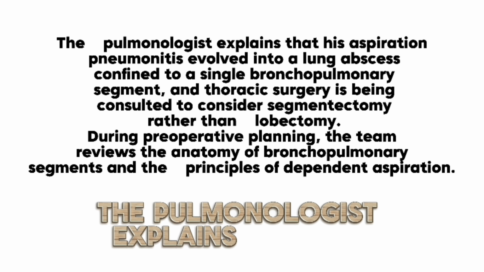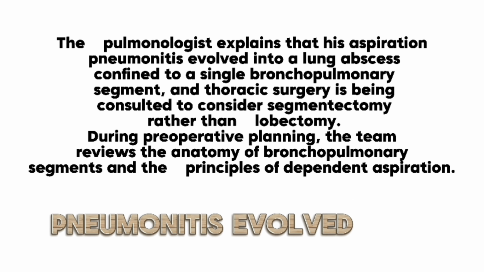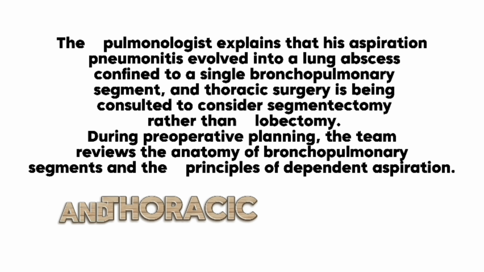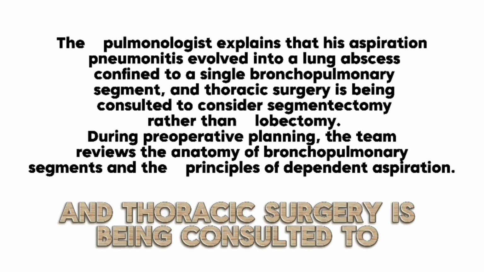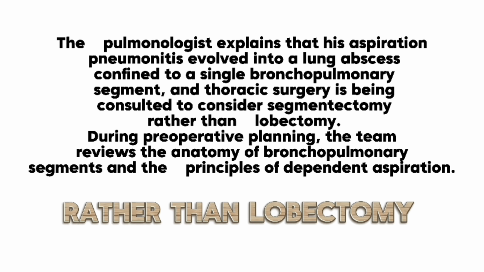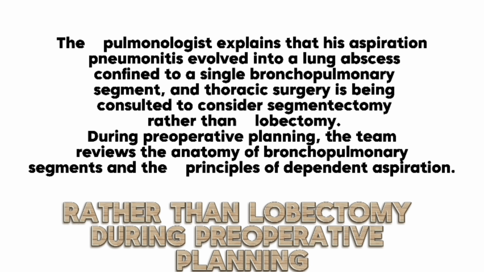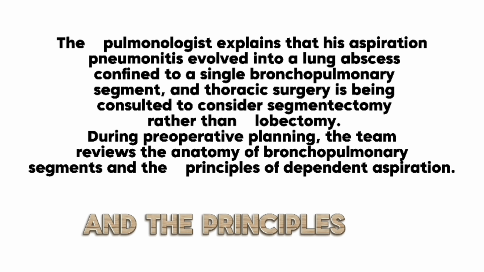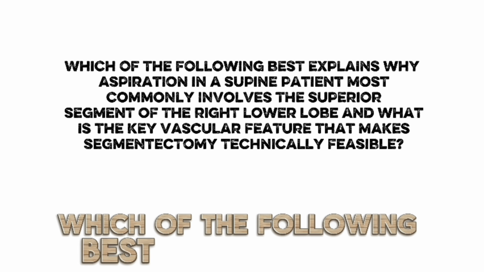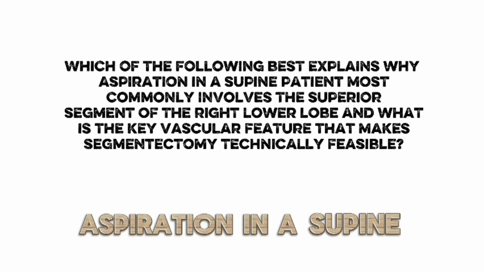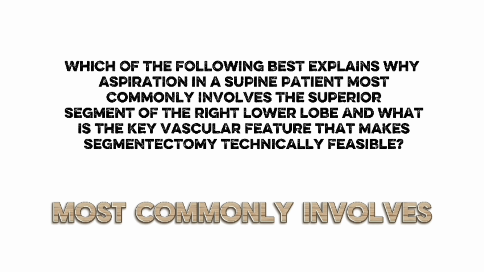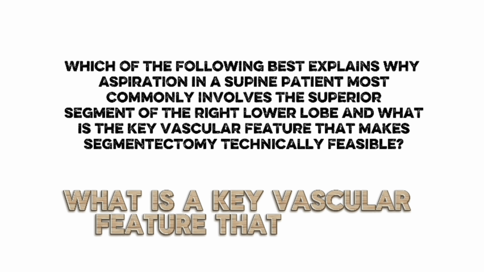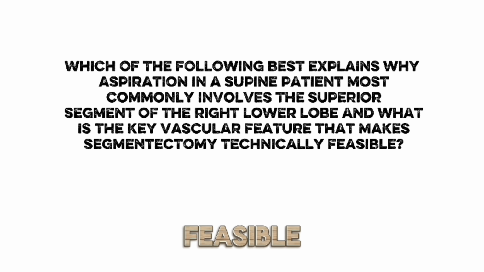The pulmonologist explains that his aspiration pneumonitis evolved into a lung abscess confined to a single bronchopulmonary segment, and thoracic surgery is being consulted to consider segmentectomy rather than lobectomy. During preoperative planning, the team reviews the anatomy of bronchopulmonary segments and the principles of dependent aspiration. Which of the following best explains why aspiration in a supine patient most commonly involves the superior segment of the right lower lobe? And what is a key vascular feature that makes segmentectomy technically feasible?